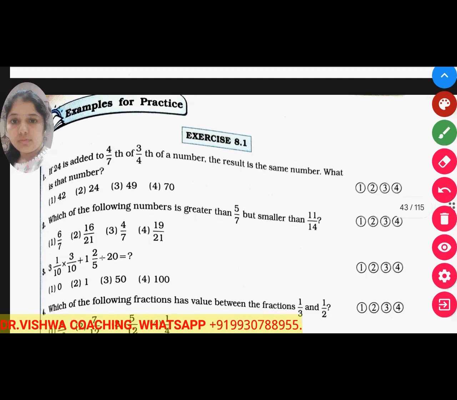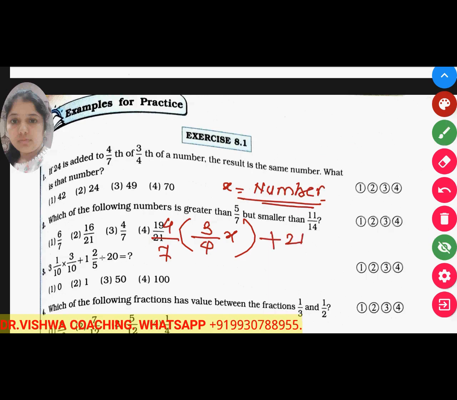Now see, 24 is added to 4/7 of 3/4 of a number, and the result is the same number. Okay. What is that number? Now we assume the number as x. Now what is the 3/4 of the number? 3 by 4x. Okay. And 4 by 7th of this. And what is added? 24 is added to it. And we get the number x.